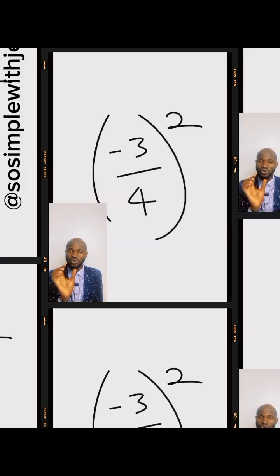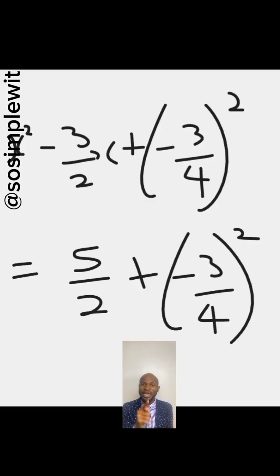If we add that, what are we now going to have? We're going to have x squared minus 3x over 2 plus, open bracket, minus 3 over 4, close bracket, all squared. Then on the other side of the equation, you were having 5 over 2 before, so you just write your 5 over 2, plus the open bracket minus 3 all over 4 all squared.